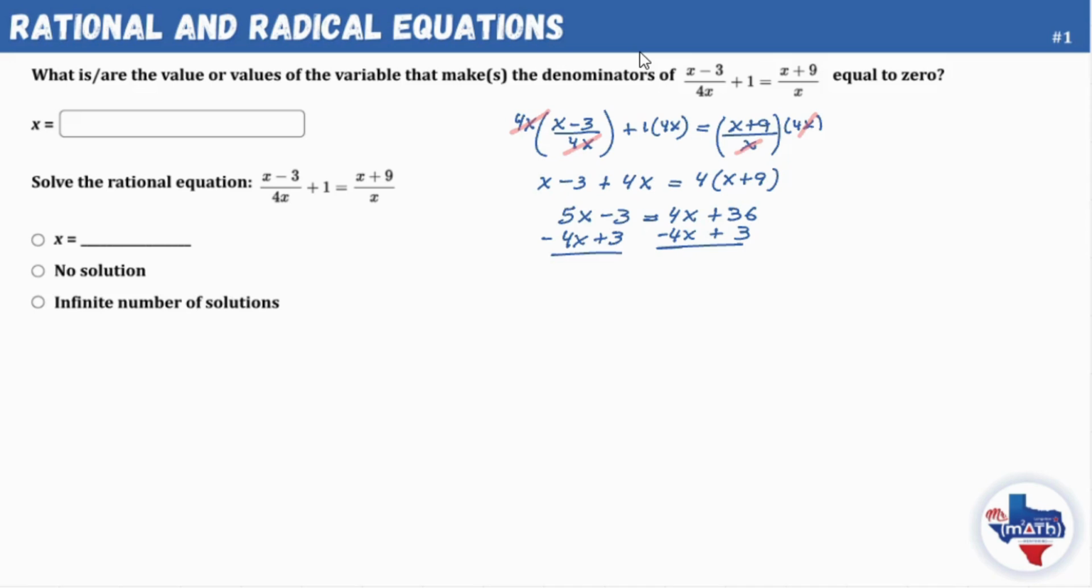Okay, what would happen here? Negative 3 plus 3 will cancel out. 4x minus 4x is gone. Now 5x minus 4x, that will be just x. And 36 plus 3 is 39. Therefore, the answer for x will be 39.